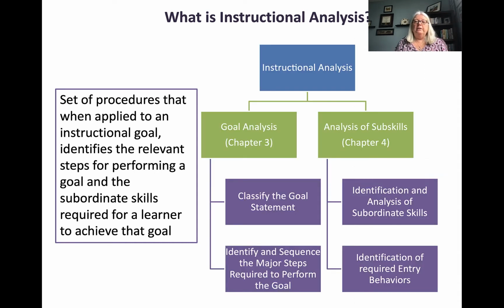In Chapter 3, we talked about two parts of the goal analysis. First, we classified the goal. Remember, that's where we said it was classified as verbal, intellectual, attitudinal, or psychomotor. We then identified and sequenced the steps. In Chapter 4, we're going to analyze the sub-skills. We have to identify the sub-skills for each one of the goal steps we identified in the goal analysis. Then we also identify the required entry behavior that learners need before they start training.